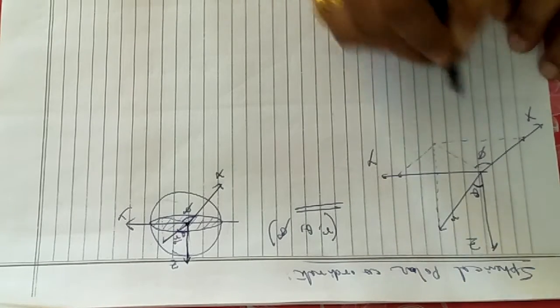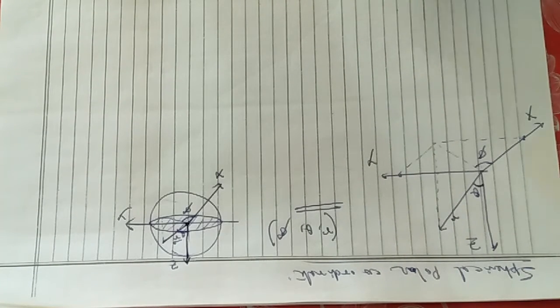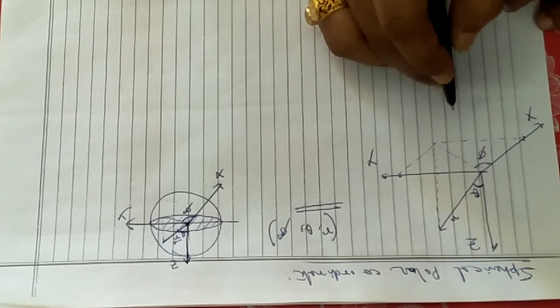The steps are very simple. First, convert this r, theta, phi in terms of xyz. Then calculate the unit vectors along r, theta, phi. Then calculate the velocity and calculate the acceleration. Only this is the task.